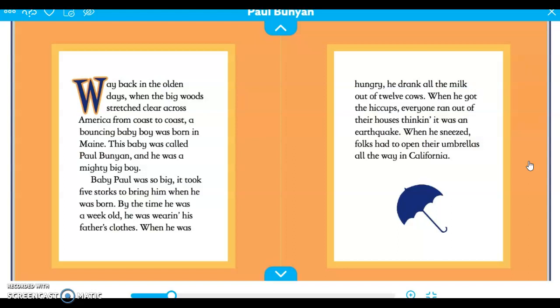So if you're not familiar with where Maine is on the East Coast, where New Jersey is, it's up north, way north. It's the top state of the 50 states on the East Coast. And California is all the way over on the West Coast. So that's a pretty far distance, and I apologize for my dog making all kinds of noise.